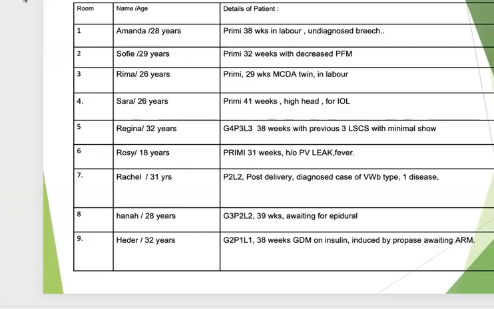Okay, so this is a semi-urgent case, allocating the midwife to monitor the progress of the labor and pass the IV line, be aware of the PPH, keeping in mind her previous history and GDM, and actively managing the third stage of labor.